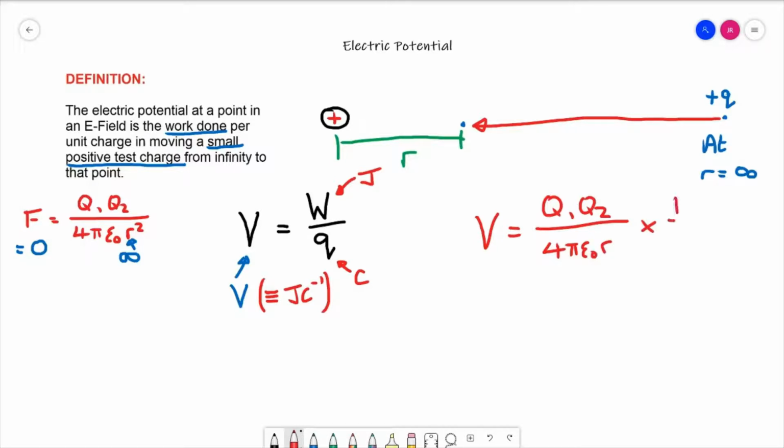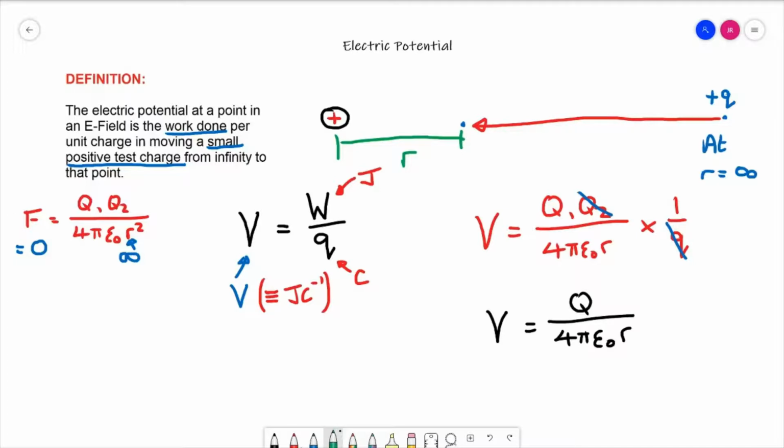And we're going to multiply that by the 1 over q, so that's the same as dividing by the charge of the small positive test charge. That small positive test charge will cancel out with one of our charges on the top of the equation, and what we're left with is V is equal to Q over 4 pi epsilon naught r. And that's our equation, or at least one of our equations for electric potential.